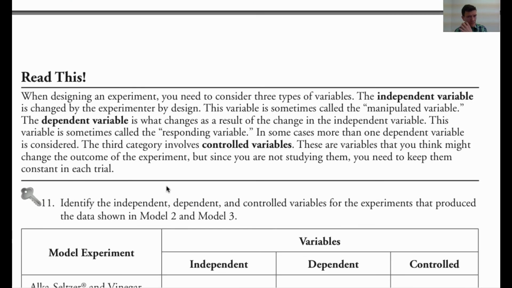Okay. Anytime the inquiry activity says read this, that's what you do. You got to read it. It's going to give you a little bit of information in order to help you as you move forward. So when designing an experiment, you need to consider 3 types of variables.